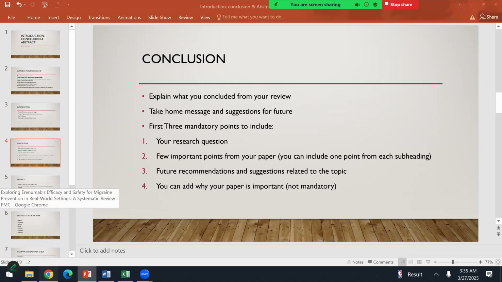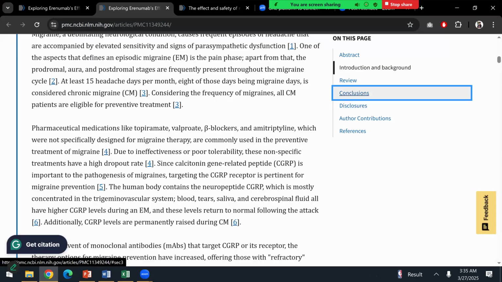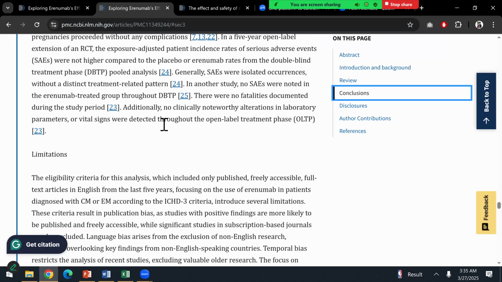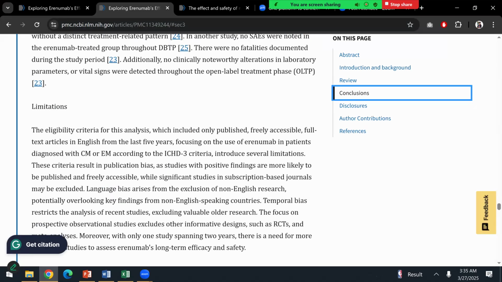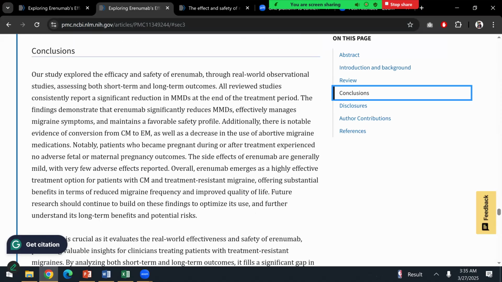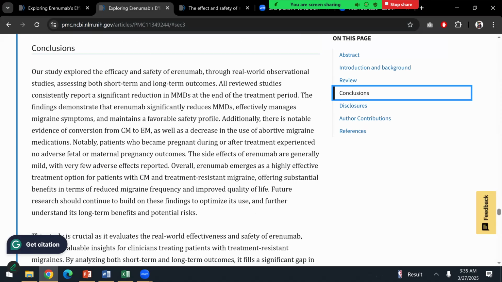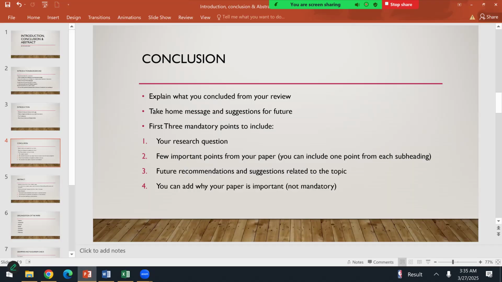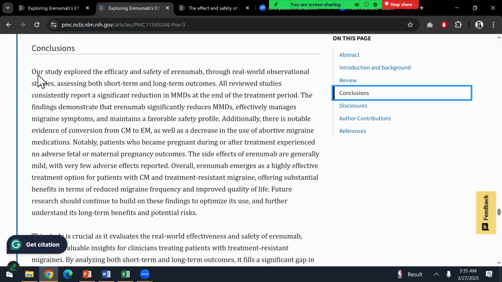So, for example, let's take it from here. So this was the discussion section, and then limitations, and then conclusion. So I told you the 3 points. First is your research question and points from each subheading and future recommendations. So our study explored the efficacy and safety of adalimumab through real-world observational studies, assessing short-term and long-term outcomes. This was the research question that we just put in different words.